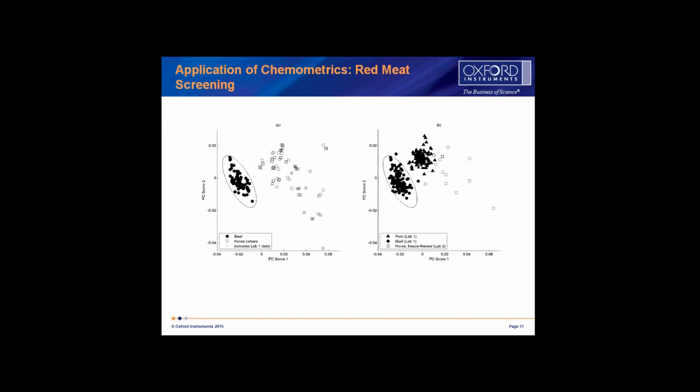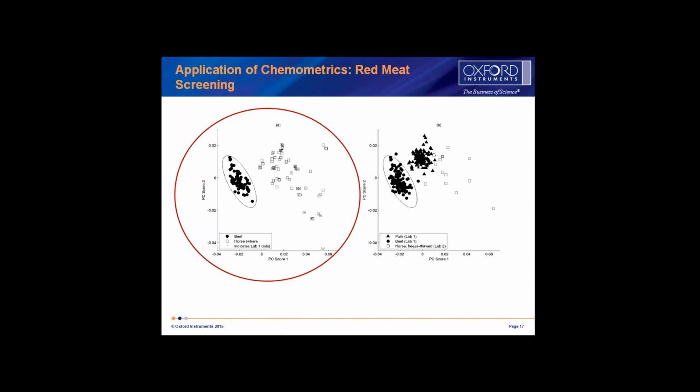So we set about taking a test set of beef and horse to see if we can use principal component analysis to screen the beef from the horse. In the first set of data, we collected over 50 samples of beef and horse on 4 different instruments in 2 different labs. And using PCA, we built a model that separated the beef from the horse.